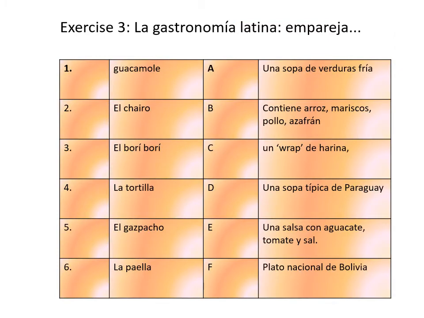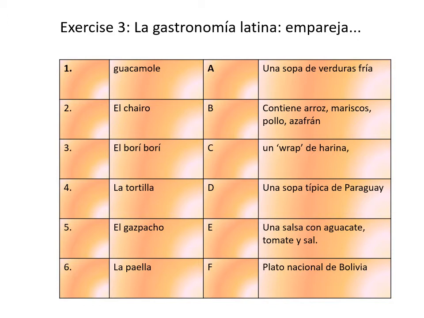On this slide, you're going to look at Latin American dishes, so traditional foods from Spanish-speaking countries. On the left-hand side, you've got guacamole, el chairo, el bori bori, la tortilla, el gazpacho, and la paella. Some of these you might already know, but you can use WordReference or Google to look up these different foods or the vocabulary and match them up.